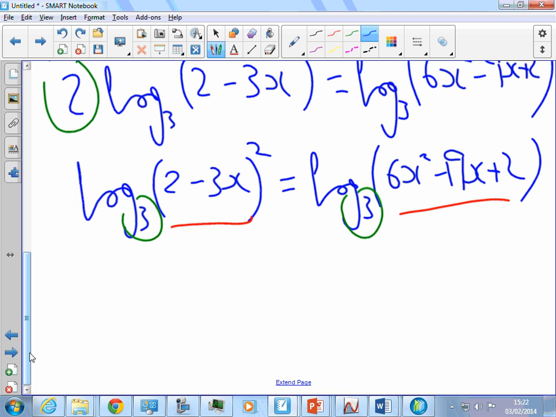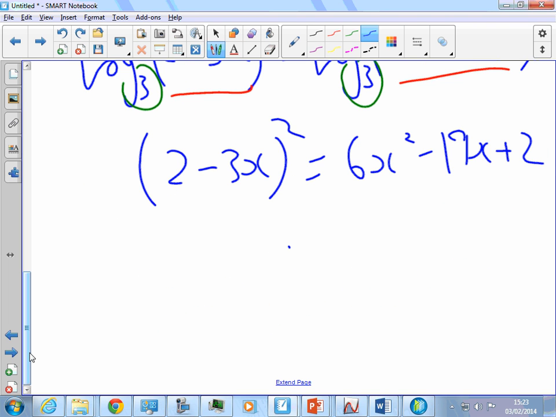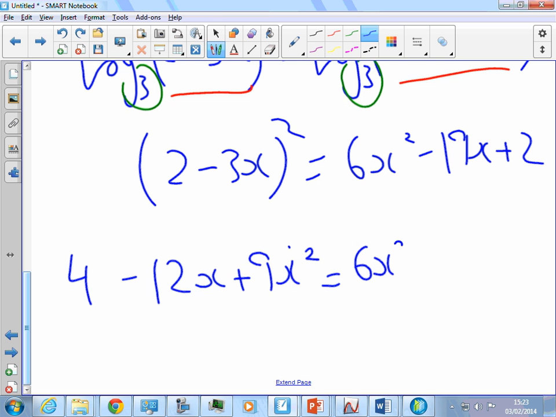So now I've got the same base on both sides. So I can now equate the two expressions inside and say that 2 minus 3x squared is equal to 6x squared minus 19x plus 2. I'm not going to waste too much time showing you how to expand brackets. We should be able to do it very quickly. So it's going to be 4 minus 12x plus 9x squared is equal to 6x squared minus 19x plus 2.